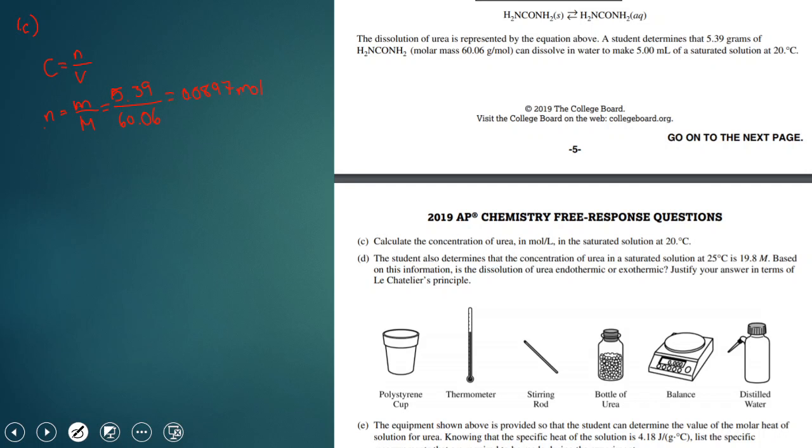Moles. Now, if we consider our volume, well, it's 5 milliliters, but we have to convert that to liters, so it's 0.005 liters. And so our concentration is equal to 0.0897 moles per 0.005 liters, which is equal to 17.9487. Oh, sorry, 17.9487.